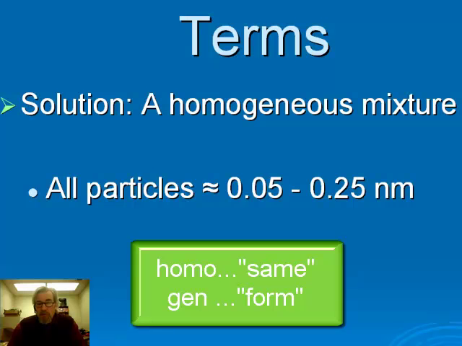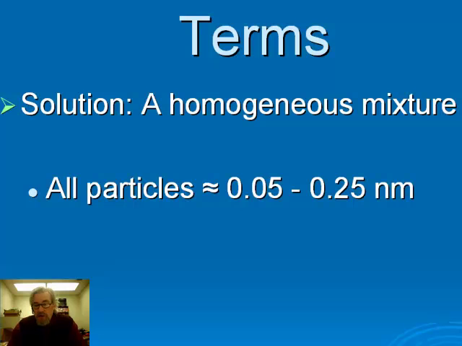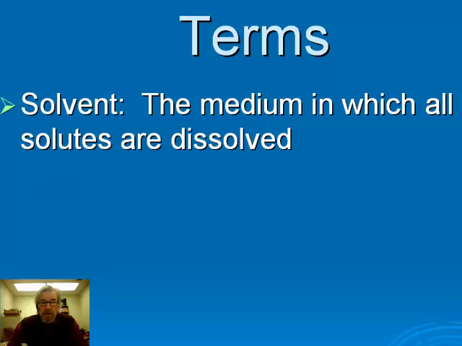Homo means same, and geneous comes from the word that means form. So it looks like the same form throughout. By our eye, we can't tell that it's a mixture. The solvent in a solution is the medium in which all the solutes are dissolved. If water is the solvent, then we call the solution an aqueous solution.